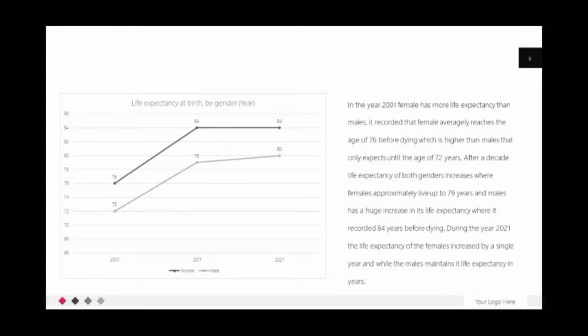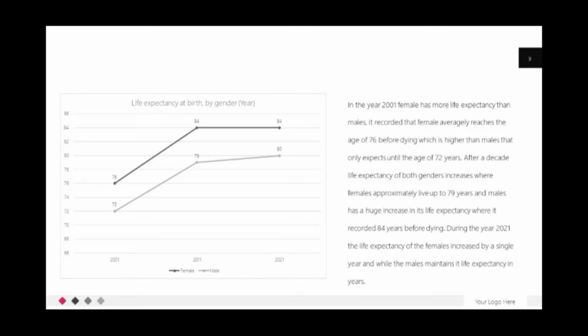Next is the life expectancy at birth by gender. The figure shows the life expectancy in Italy by gender in the years 2001 up to 2021. During the year 2001, female has more life expectancy than males. It recorded that female averagely reaches the age of 76 before dying, which is higher than males that only expects until the age of 72.